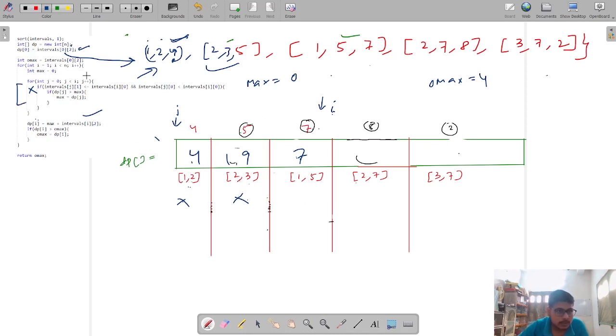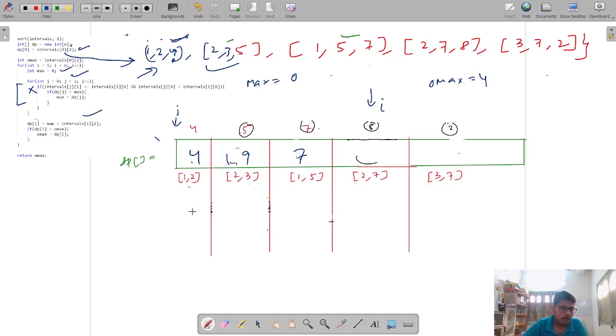So this loop doesn't get executed. So my max was initially 0. So it remains 0. And after the loop terminates by this condition, j less than i, my dp[i] value is now max plus the ith interval's second column value. So the ith interval second column value is this one. Okay. So I will add 0 to 7 and my answer is 7. So I am solving now for this one, right? Okay.